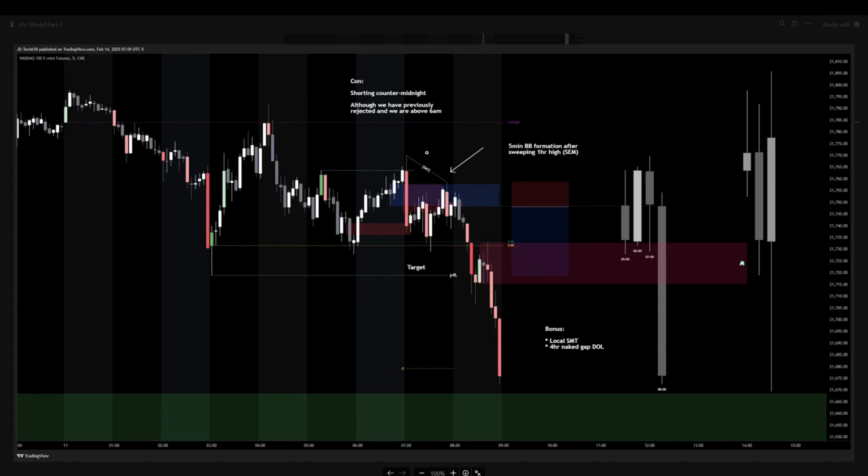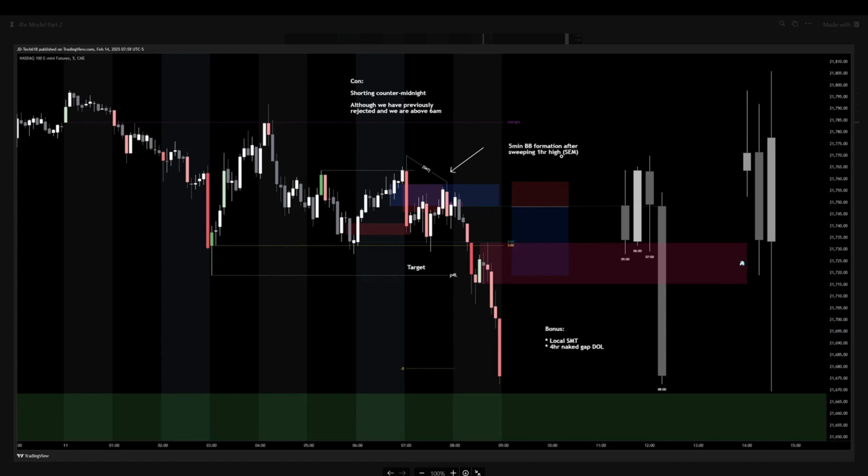This is probably my favorite trade of the week, to be honest. This is probably my best. So this one's really nice. The only thing I don't like about it is we are shorting counter midnight. Although we have previously rejected it, we are still above 6 a.m. Okay, so you get your 6 a.m. open down here, right? You then go and sweep the 1 hour high. Okay, so you see that over here, swept the 1 hour high.